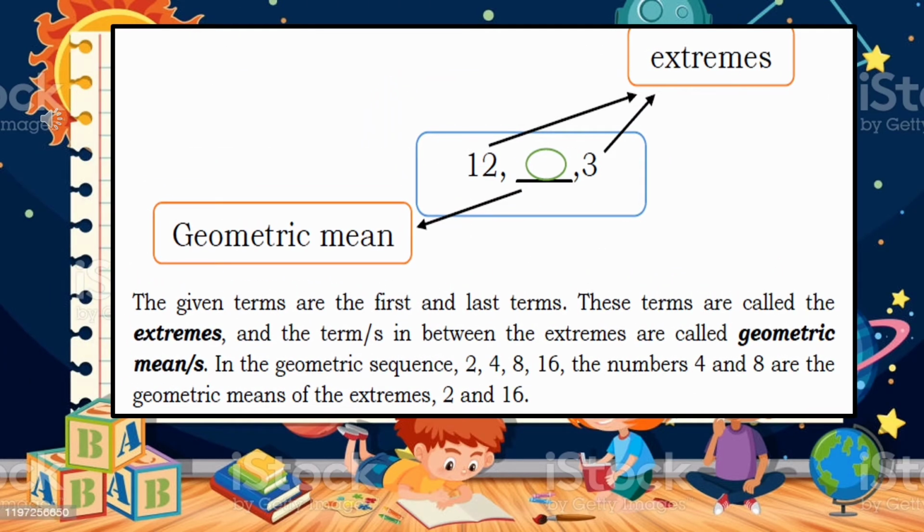The given terms are the first and last terms. These terms are called the extremes, and the term or terms in between, so sa tunga, are called geometric mean or means. In geometric sequence 2, 4, 8, and 16, the numbers 4 and 8 are the geometric means of the extremes 2 and 16. So if we say extremes, the first and the last term in the sequence. If we say geometric mean or means, that is in between.